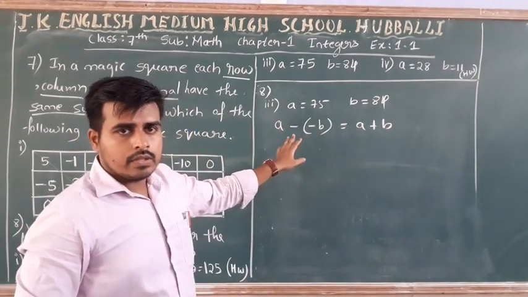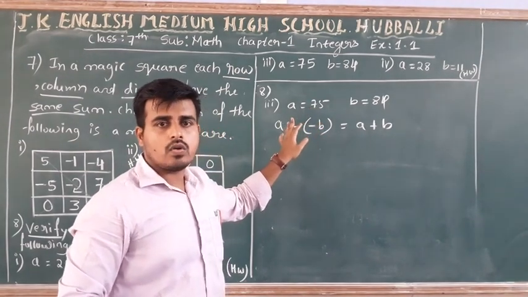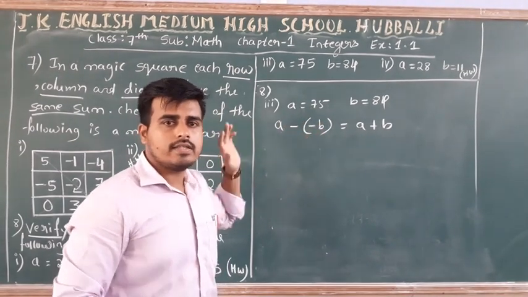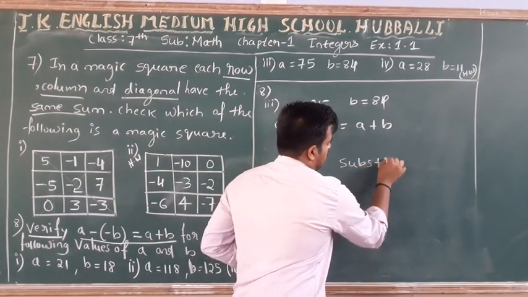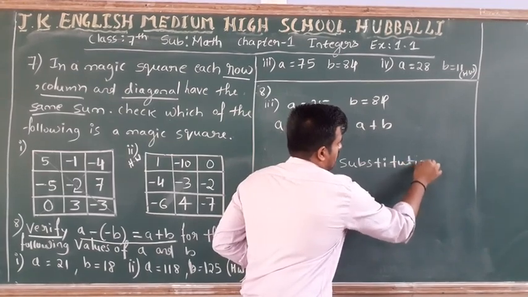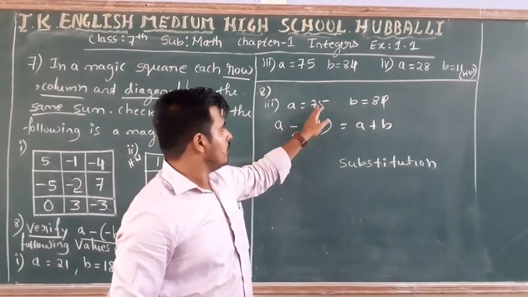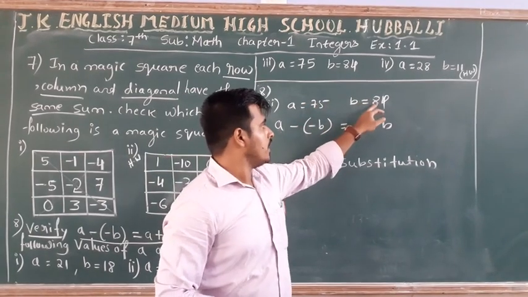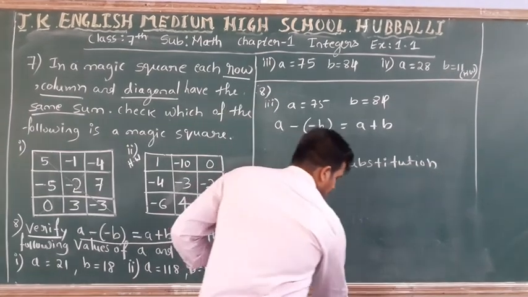Next up, in place of A and B, you just put these values. This is called substitution. Substitution means to replace A with the given value and B with this given value. This is known as substitution. Okay. Next step is substitution.